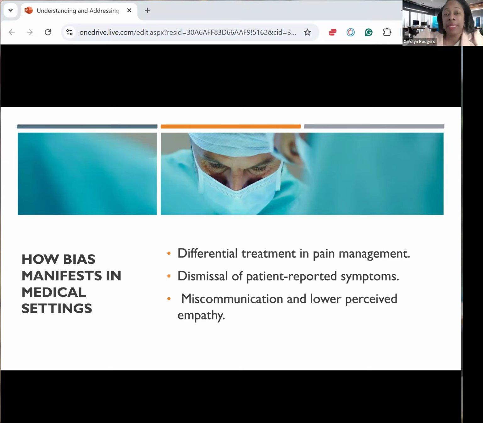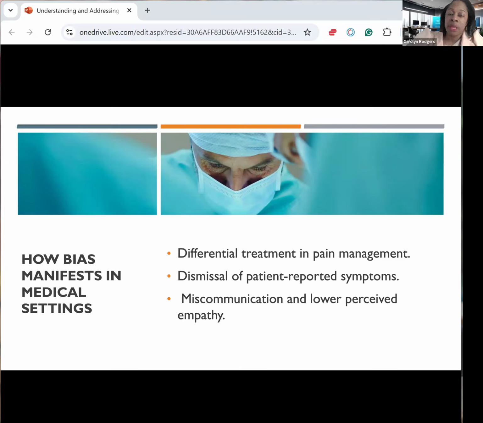So again, example, Black women with preeclampsia may experience delays in diagnosis and intervention, which increases the risk of severe complications. Number three, again, unequal pain management. Certain racial groups, especially Black patients, receive less pain medication or lower doses based on false assumptions that they have a higher pain tolerance.